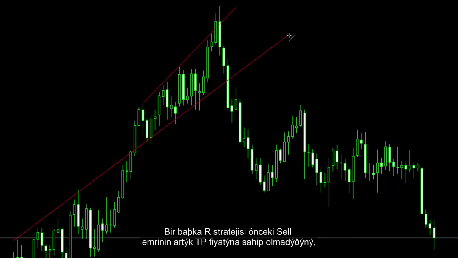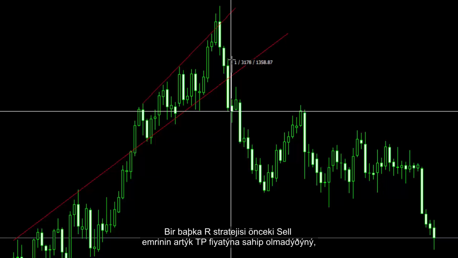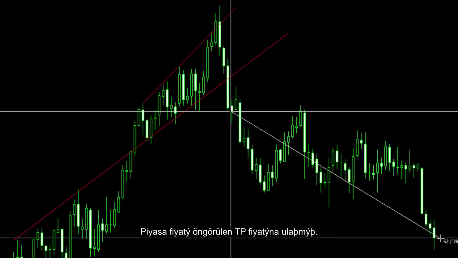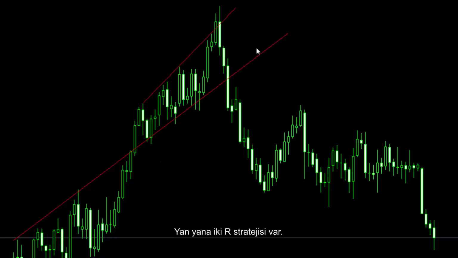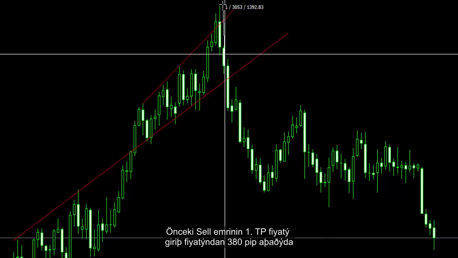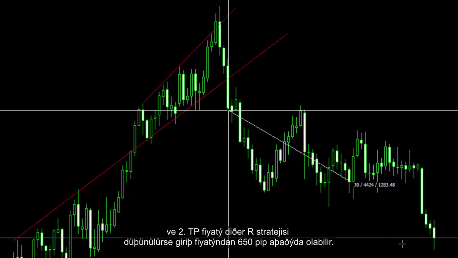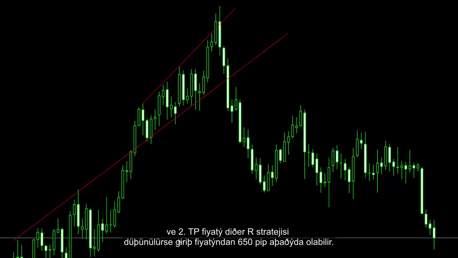Another R strategy shows the previous sell order could have a longer TP price, 650 pips lower than the entry price. Market price reached the presumptive TP price. 2 R strategies alongside each other. A trader could place a buy order over the long resistance line when a bullish engulfing candle has formed. The first TP price of the previous sell order could be 308 pips lower than the entry price, and the second TP price, considering the other R strategy, could be 650 pips lower than the entry price.